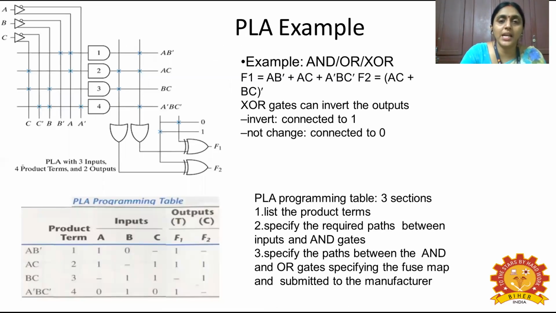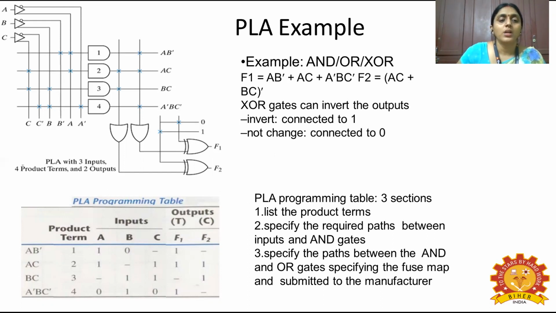And here is a PLA example which involves AND, OR, and XOR gates. And here you can see in the diagram where F1 involves AB' + AC + A'BC', and F2 is equal to (AC + BC)'. The XOR gates can invert the outputs, and invert means it's connected to 1, and non-invert means it's connected to 0.